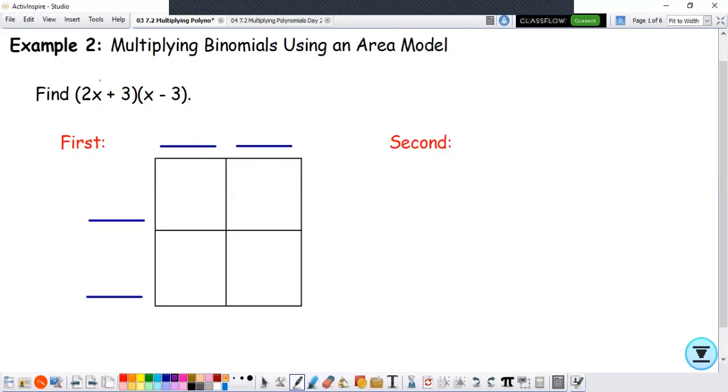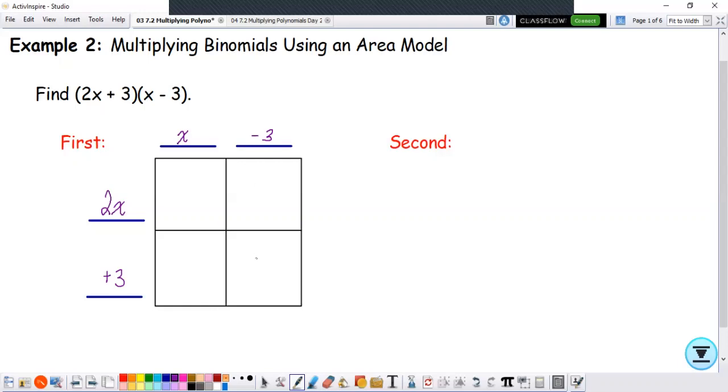So what's going to happen is each term within the polynomial is going to represent a measurement for each section of each side of my rectangle. So for example, the binomial 2x plus 3. The term 2x represents the distance from the top left corner to the middle of the left side. The plus 3 represents the distance from the middle of my left side to the bottom left corner. With the binomial x minus 3, x represents the distance from the top left corner to the middle along the top side, and the minus 3 represents the rest of the distance across the top.